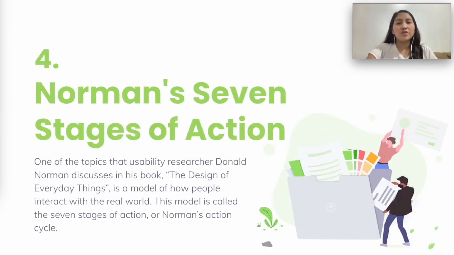Now let's proceed to Norman's 7 stages of action. This is the fourth topic. The Norman's 7 stages of action is an idea of Donald Norman that he discussed in his book, The Design of Everyday Things. It is a model of how people interact with the real world. This model is called the 7 stages of action or Norman's action cycle.